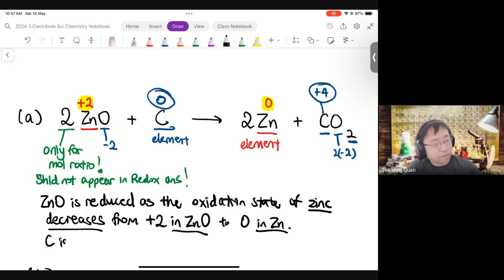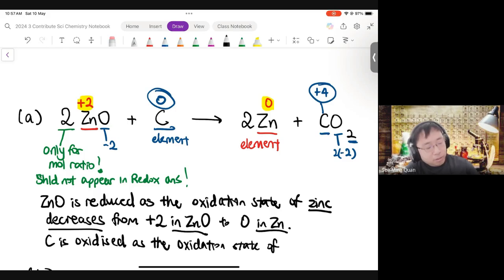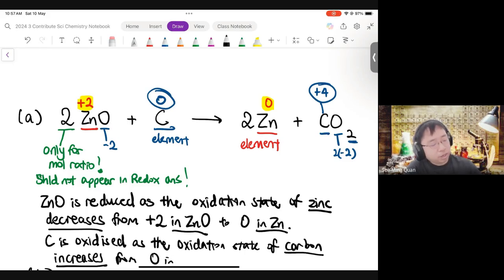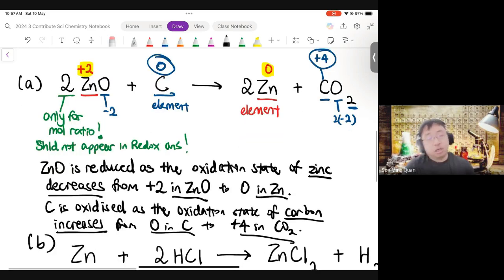Again, I will just quickly write the answers. Okay, so again, spell out the oxidation state of carbon increases from 0 in C to +4 in CO2. So it's very important to say where. I think these you should be quite familiar with. I think it's just a matter of practicing to ensure that you know the format.